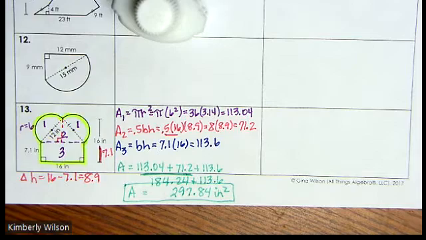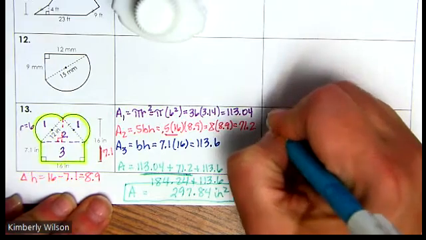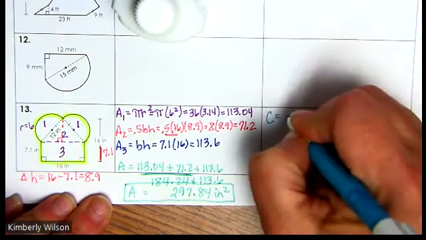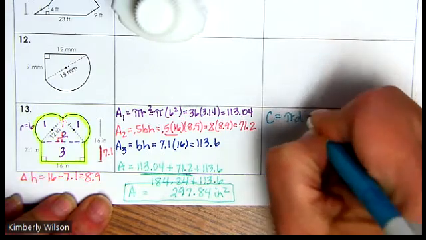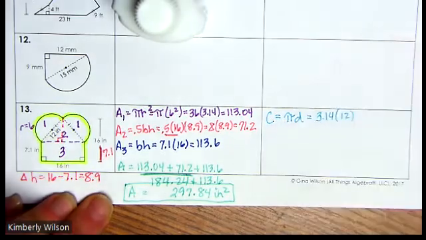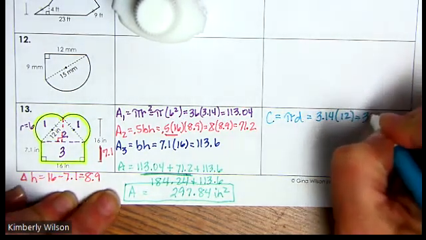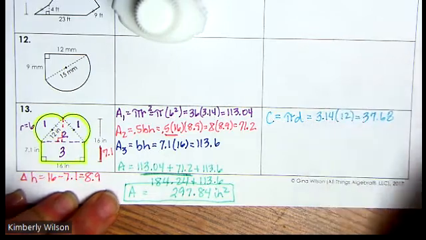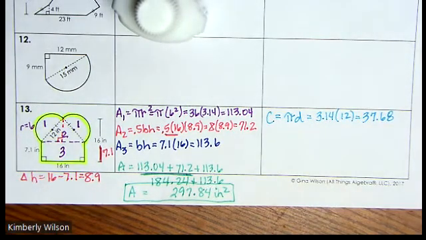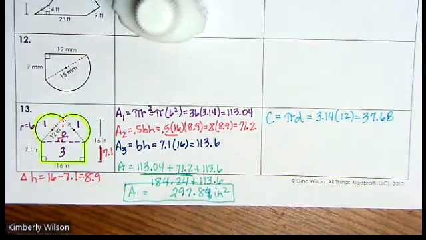So I'm going to find the circumference of the circle. The circumference, I know my diameter, so it's pi times the diameter. So that's going to give me 3.14 times 12, which is 37.68. Oh, this is supposed to be round to the tenth. So the area is going to be 297.8. Okay, so then that's the circumference.